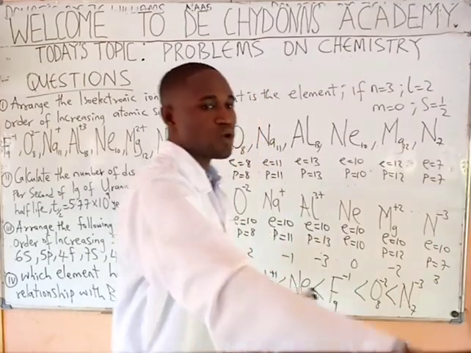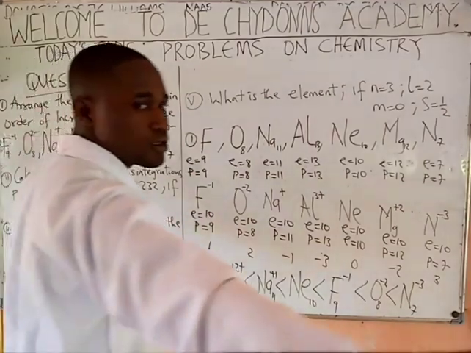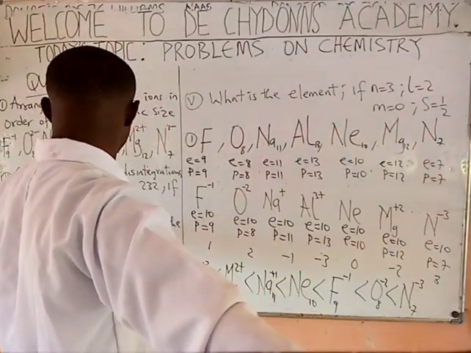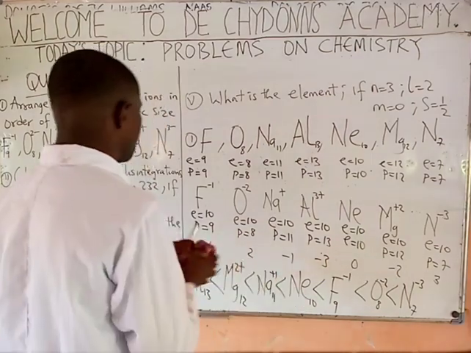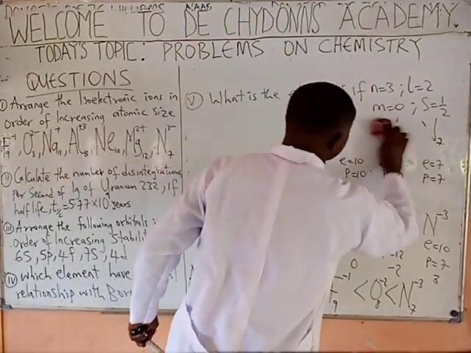So we go to the next question. The next question says: calculate the number of disintegrations per second of 1 gram of uranium.